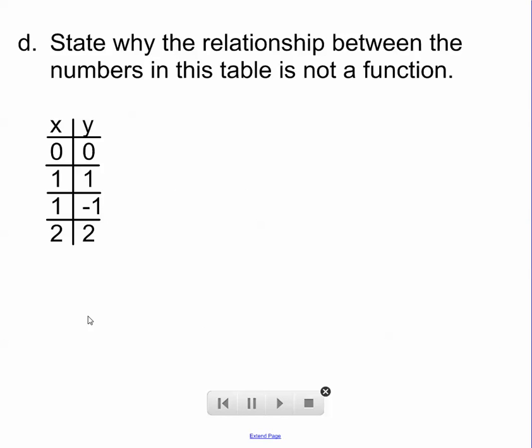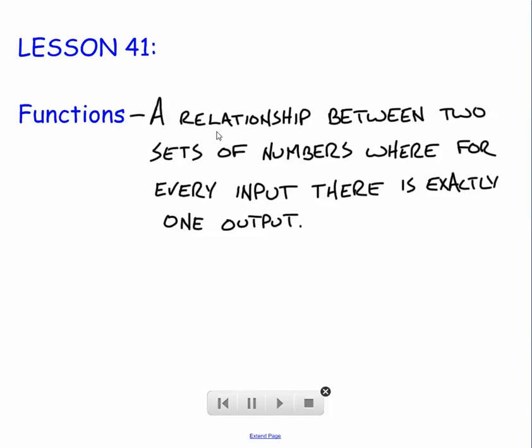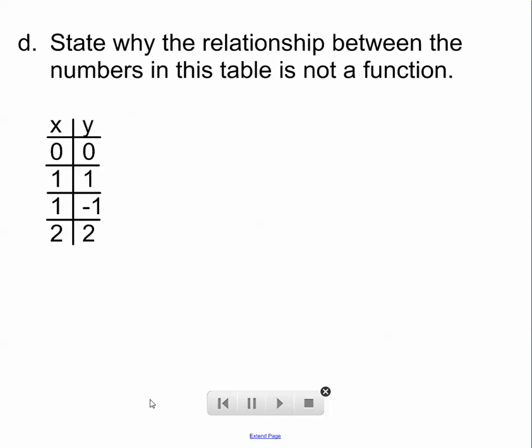State whether the relationship between the numbers in this table is not a function. Okay, so if we go back to the original definition of function on slide 1 here, it says a relationship between two sets of numbers where for every input there's exactly one output. So every time I put 0 in, I better get 0 out. Every time I put 1 in, I better get 1 out. But here I put 1 in, I don't get 1 out. That's what makes it not a function.